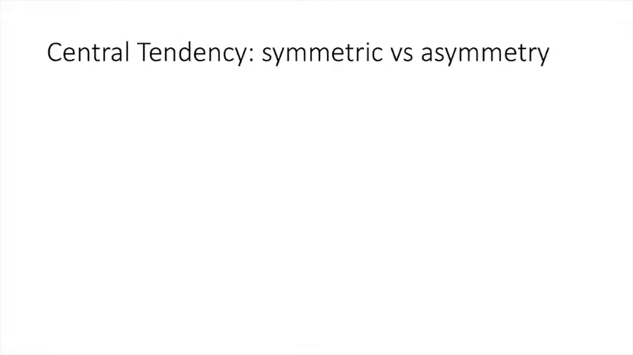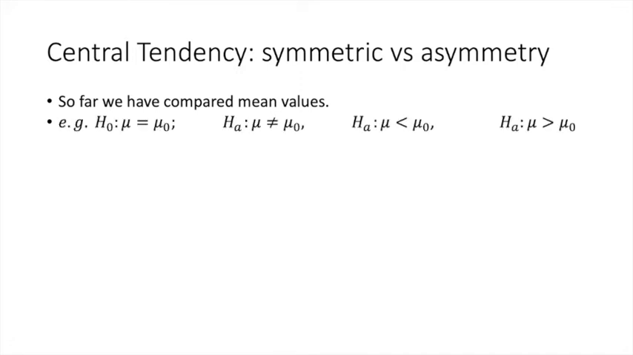We have so far based our statistical hypotheses on mean values. So the null hypothesis can be that the population's true mean equals some value mu naught, whereas the alternative hypotheses can be any of the three inequalities on screen.